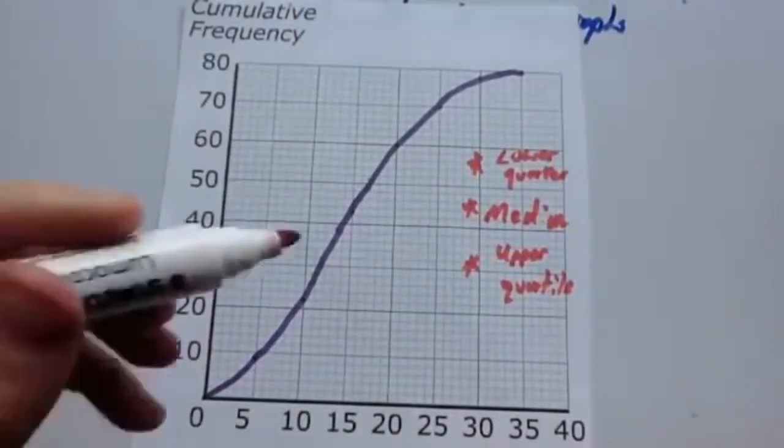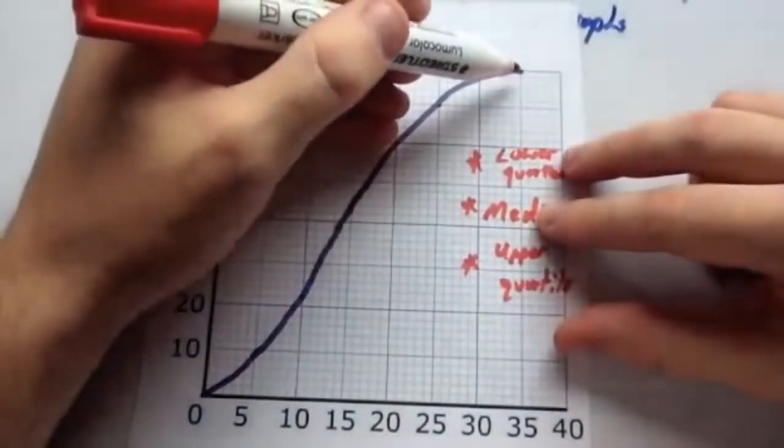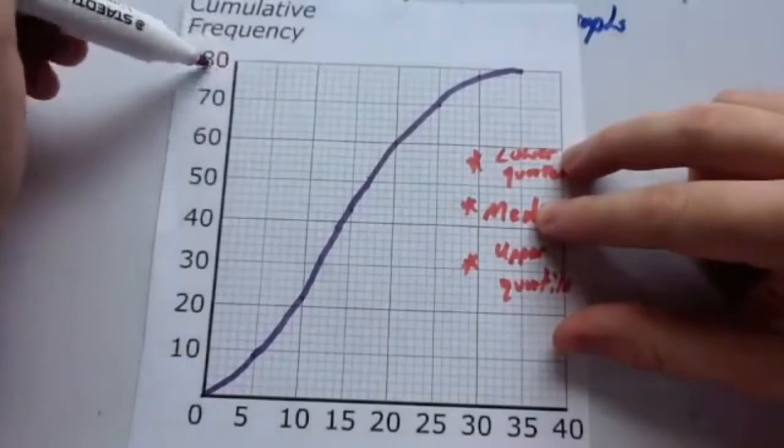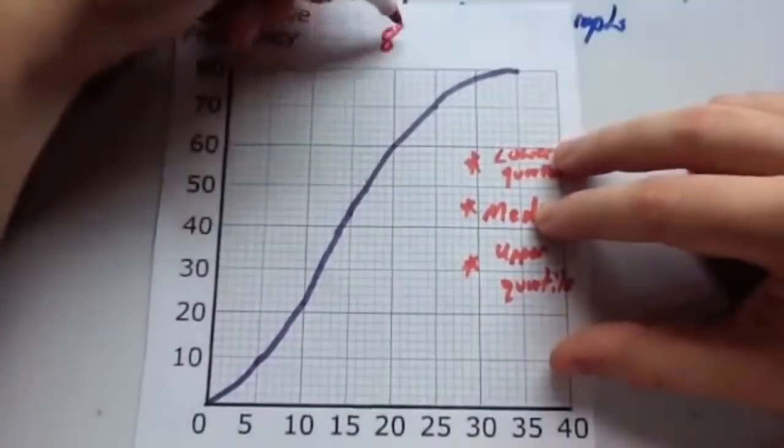So let's first of all have a look at the median. First of all, you're going to need to find out how many people there were altogether. The highest point is here, and it goes across to 80. That means there's 80 people that have taken part altogether in this weight loss program.